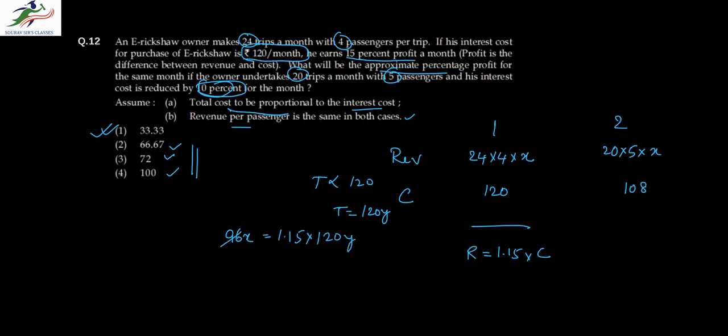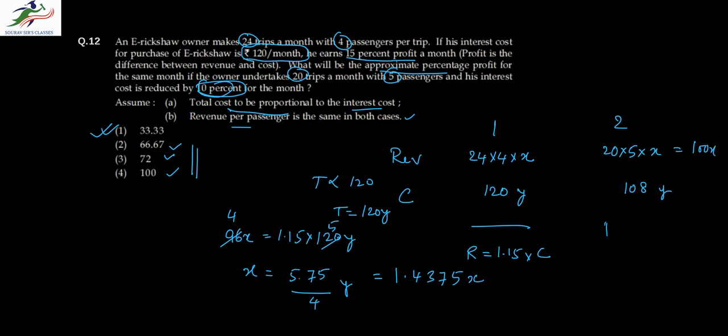Therefore, I can simplify: 4 and 5, and x is equal to 1.15 into 5, which is 5.75, by 4y, which is equal to 1.4375y. And in the second case, we have the revenue as 100x and the cost as 108y.